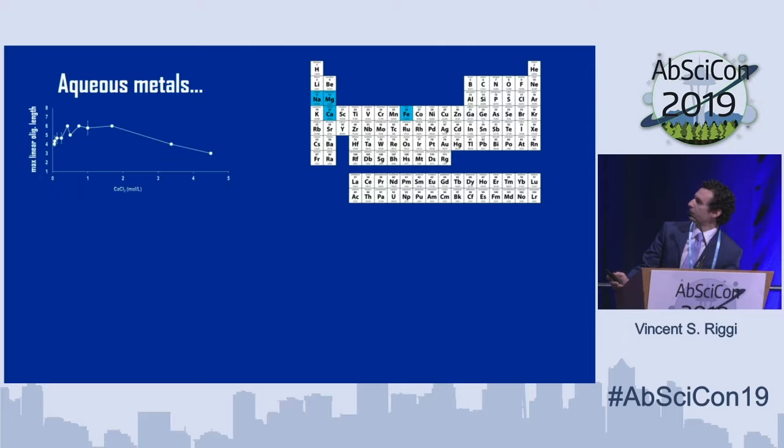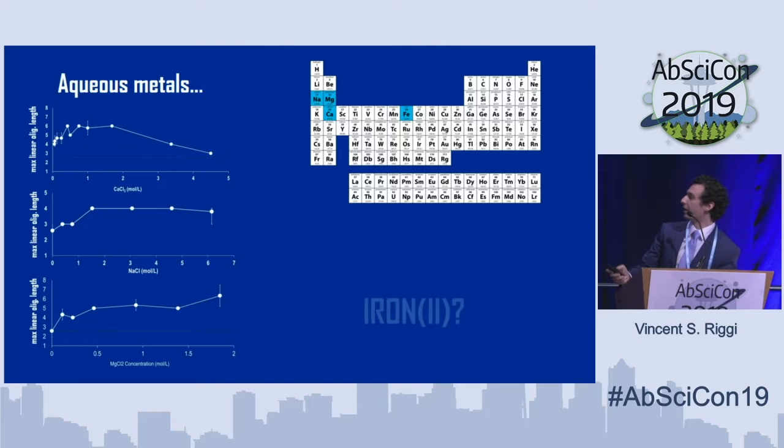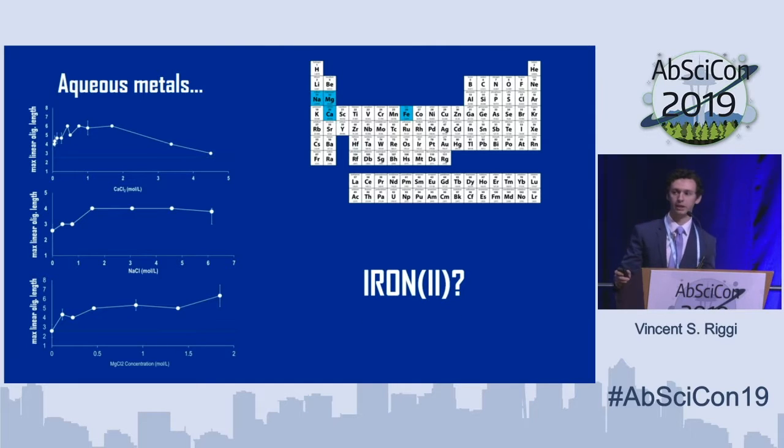So we can do this with the other metals as well. We have calcium. We did this with sodium and magnesium. But what about iron? We've heard a lot about iron today and throughout the conference. What can it do for RNA? We know it's good for amino acid synthesis and a variety of other reactions.